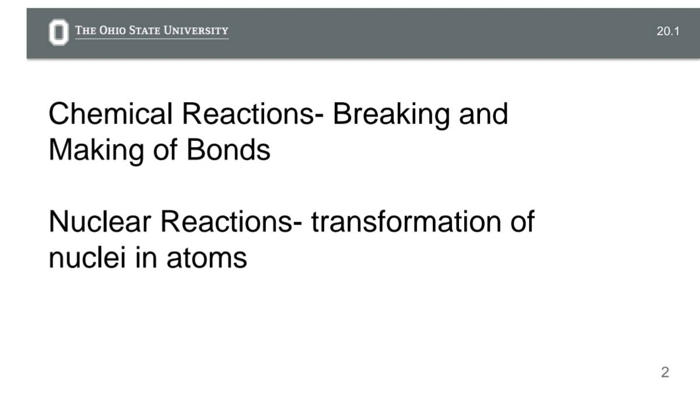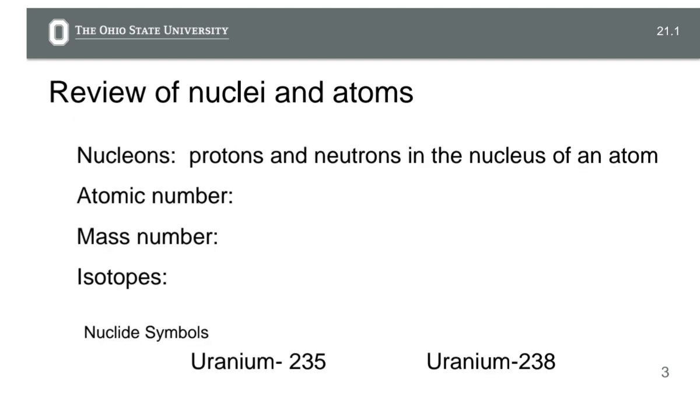in atoms. So we're going to see an atom or an element change from one element to another by removing protons and neutrons or electrons and things like that. Okay. Before we really get into it, I do want to do a quick review about nuclei and atoms because it's so easy to forget these terms.